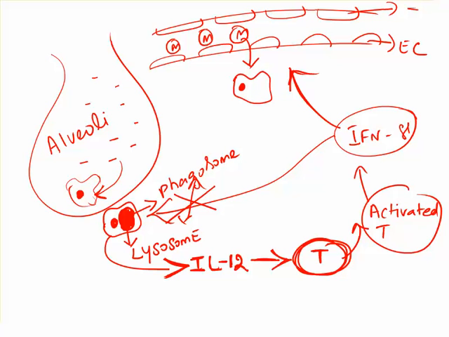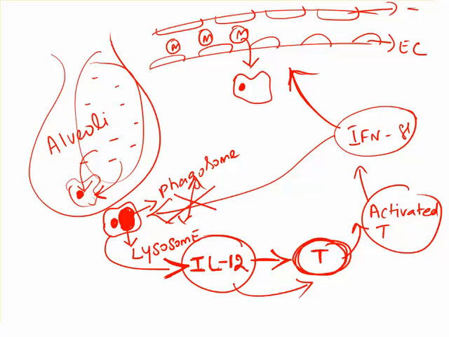Once again I am telling, if the bacteria enters the alveoli, it is taken by the macrophage. Then the macrophage cannot fuse the phagosome and the lysosome, because the mycobacterium has the strength not to allow them to fuse, and then they need help. So they release IL-12, then IL-12 goes to the T lymphocyte, and the T lymphocyte becomes activated.